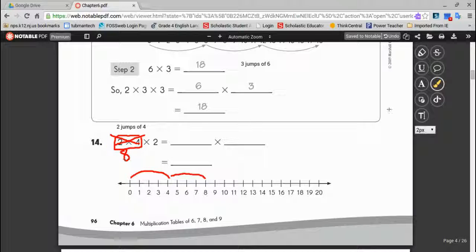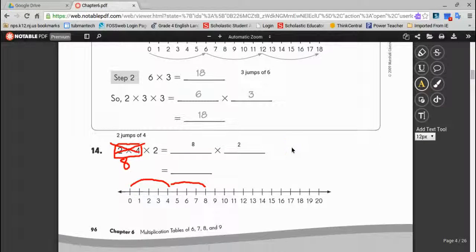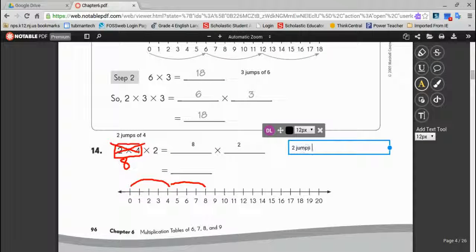So now I have 8 times 2. So 2 times 4 times 2 really is just 8 times 2. Okay, so now I have 8 times 2, which basically is doing 2 jumps of 8, or 8 jumps of 2. Remember, we don't care. It doesn't matter which way we do it. So here, I'm going to follow this example on top. I'm going to do their 2 jumps of 8.